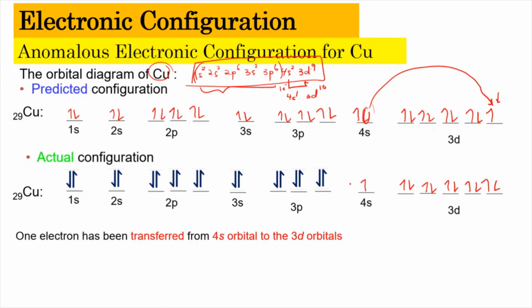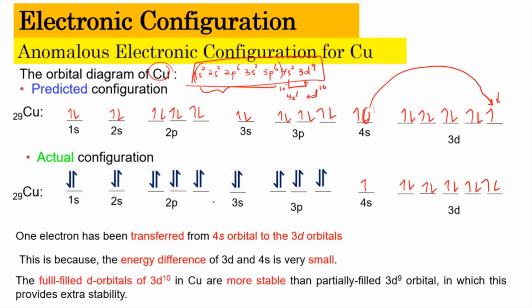You know that one electron has been transferred from the 4s orbital to the 3d orbital, and this is because the energy gap between 3d and 4s is very, very close to one another. So it is quite easy for the 4s electron to be transferred into the 3d orbital. And this is happening because the full-filled d orbital of 3d10 in copper is more stable than the partially filled 3d9 up here, and this 3d10 will give extra stability. So when it is more stable, it is more favorable for copper to do so, in which we're going to follow the actual configuration here.